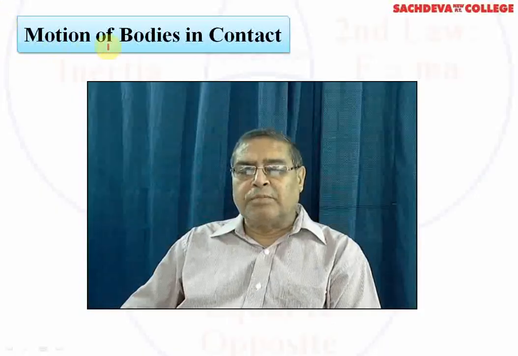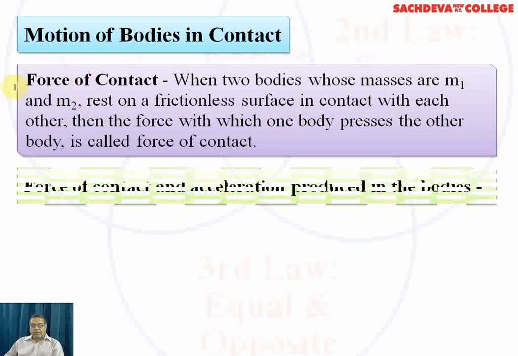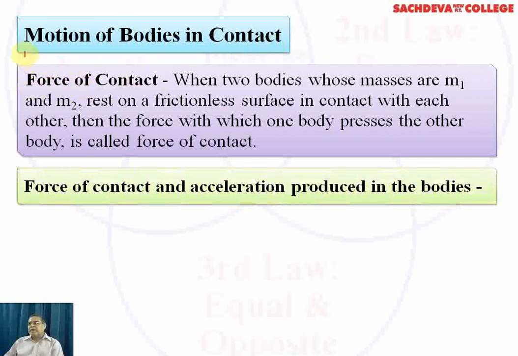Now, motion of the body in contact. So, the force of contact. When two bodies are combined together, the force between them will be known as the force of contact. It is explained here that when two bodies whose masses are m1 and m2 rest on a frictionless surface in contact with each other, then the force with which one body presses the other body is called the force of contact. Whenever two bodies come in contact, their surfaces are in contact.